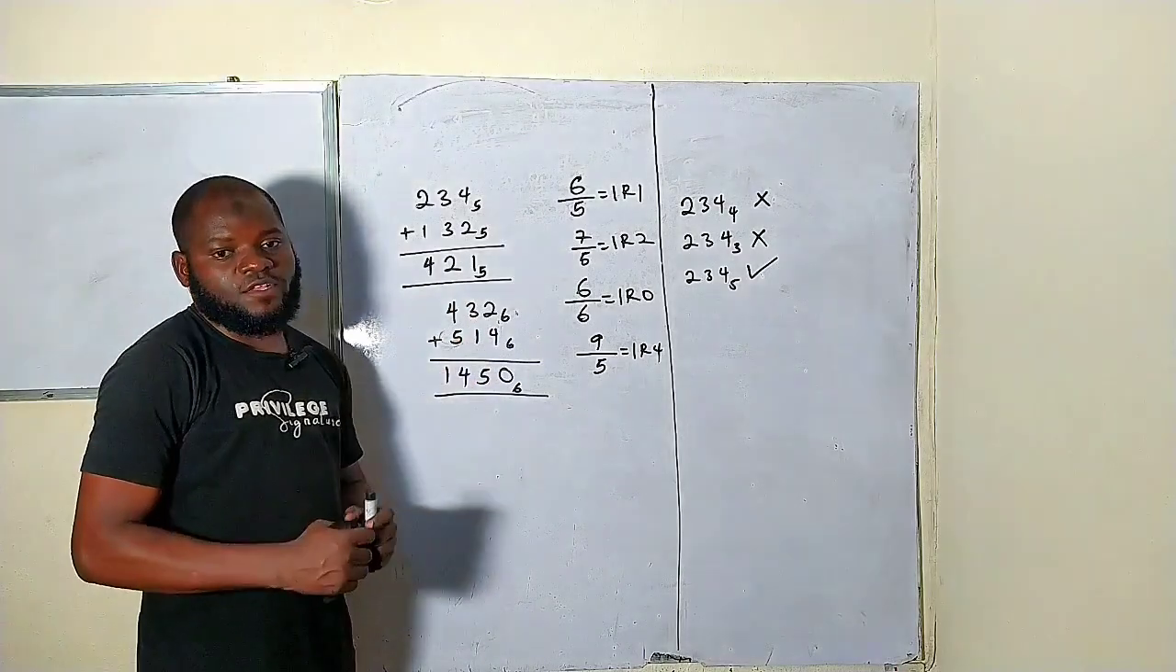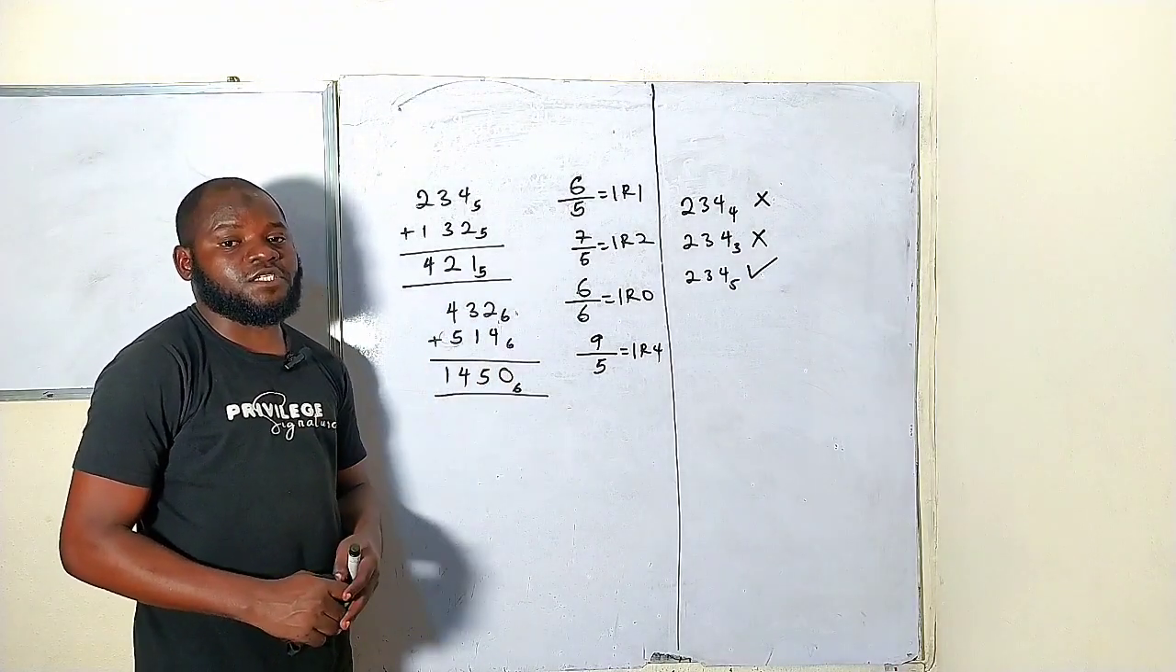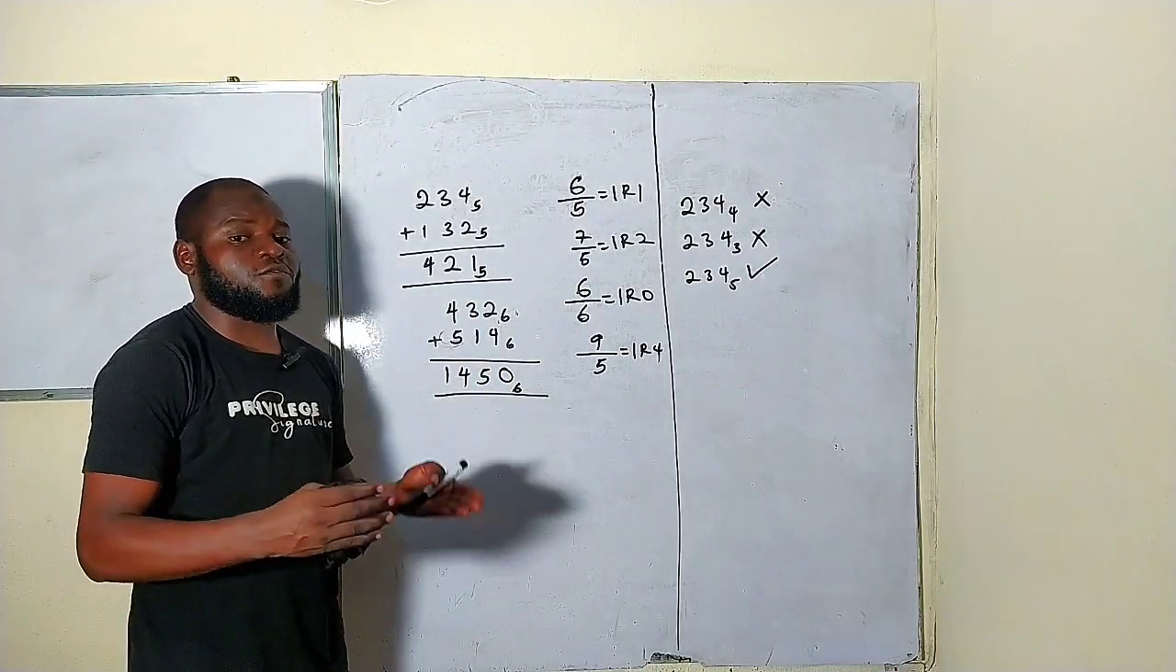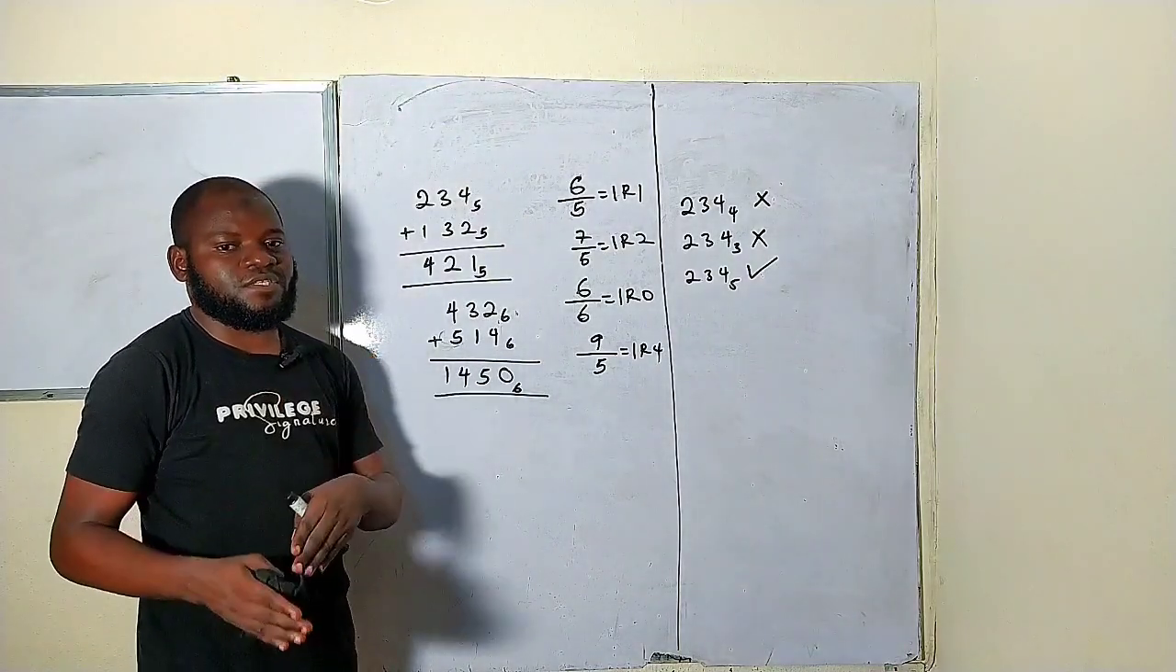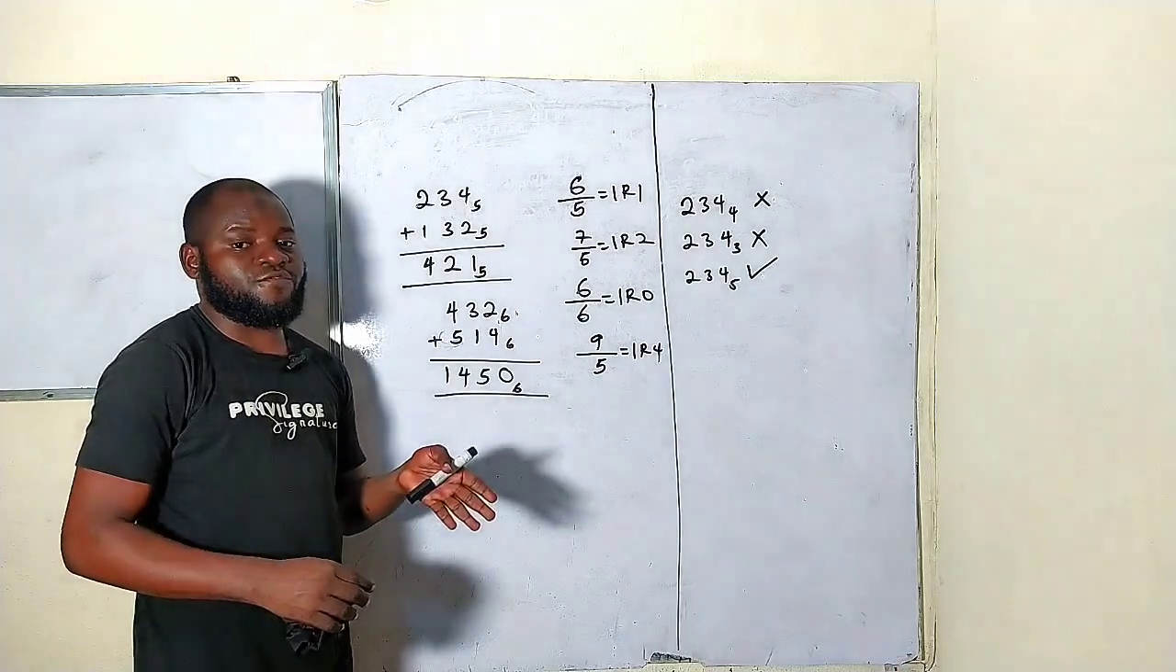So the next one we have to move on to now is subtraction. And how do we carry out subtraction of number bases? We carry out the subtraction of number bases by considering the number that we are borrowing from.